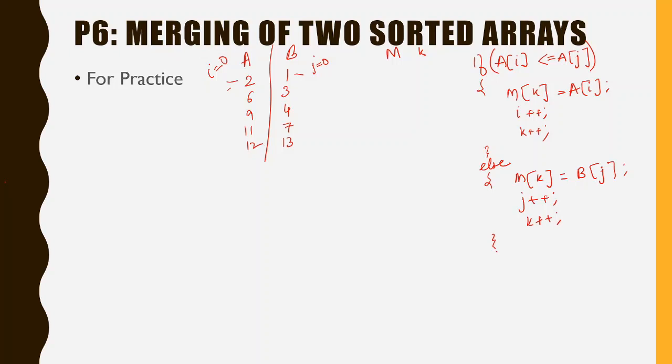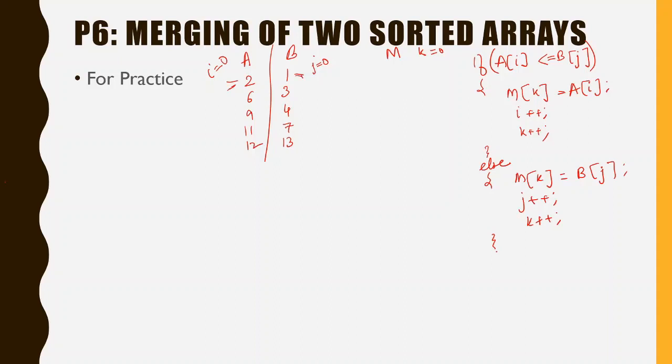Now let us see how this happens. We start with all zeros: k is 0, i is 0, and j is 0. We start from this particular condition. Let us compare for the first time: A0 is less than B0. A0 is this number and B0 is this number.